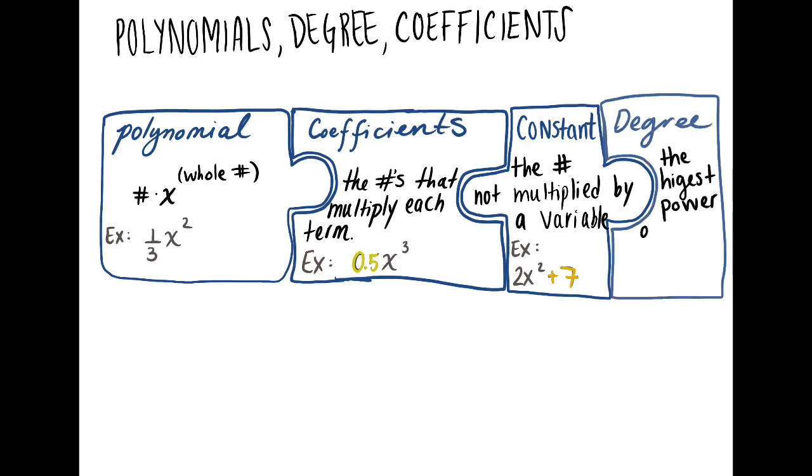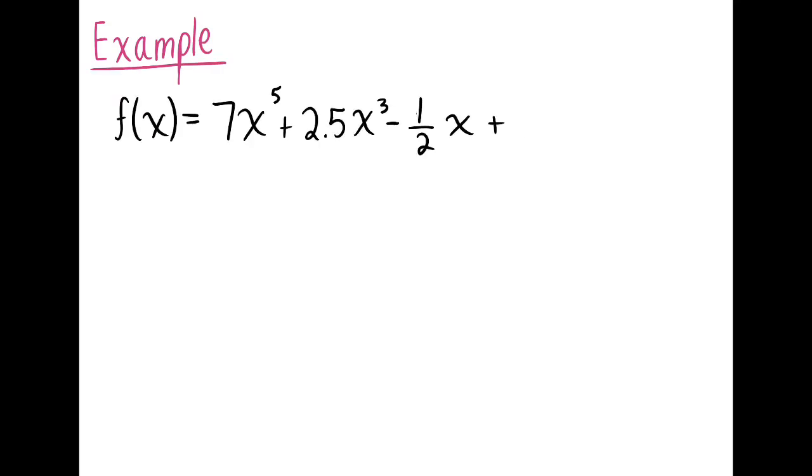Okay, last thing we are going to look at is the degree, which is the highest power or highest exponent of the variable. So for example, if you have 3x to the 5th plus 2x squared plus 1, you have an exponent of 2 and an exponent of 5. Since 5 is the highest, then the degree of this polynomial would be 5. Great. So let's take a look at a couple of examples.